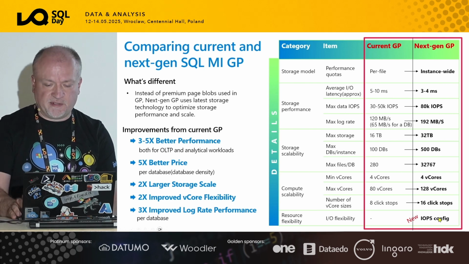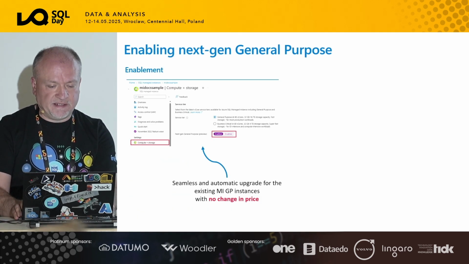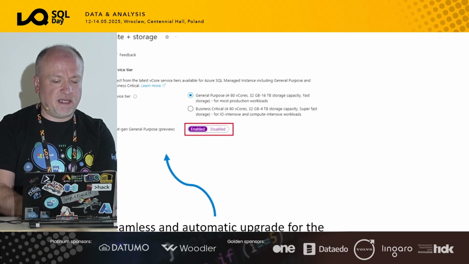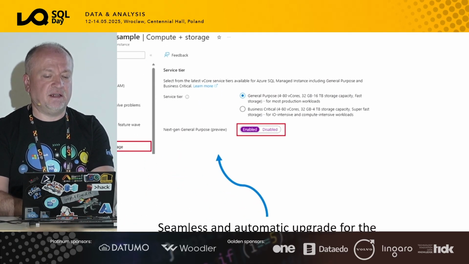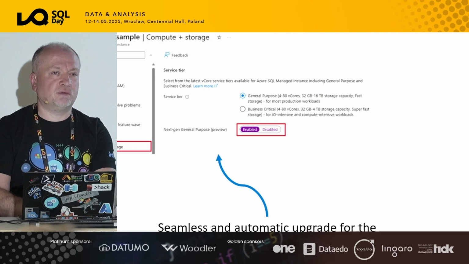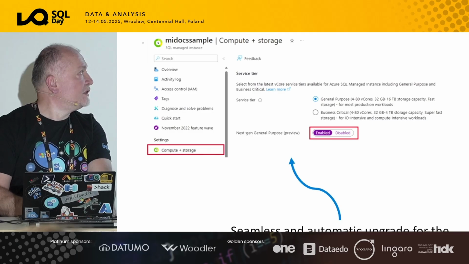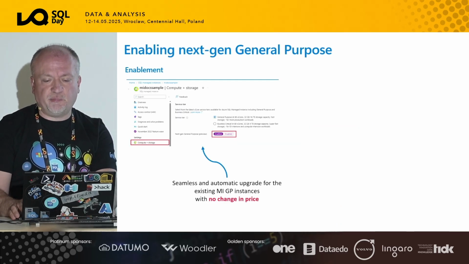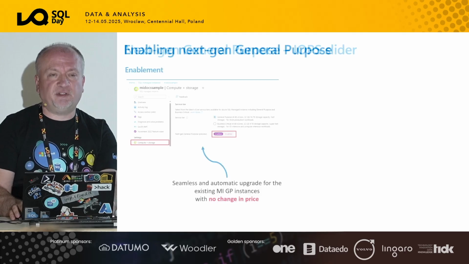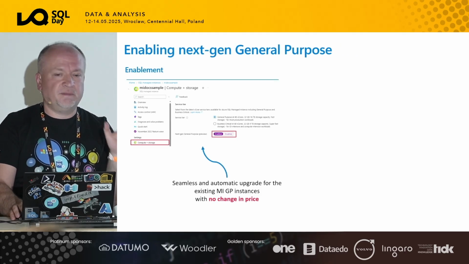And the new IOPS slider. So how does it work? Essentially in the portal today, you have this button. You just click enable, and then you will get options to enable the managed instance. On the left-hand side, you click on compute and storage, and then you will get this button. At this time, because it's in preview, it's an opt-in, so you need to opt in. It's going to go to GA very, very soon.